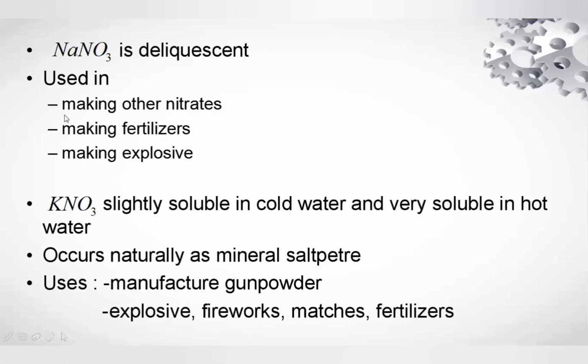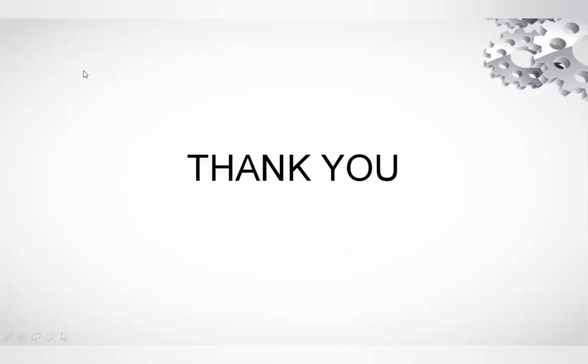Last, we will go to the nitrates. Sodium nitrate is deliquescent, which means it easily absorbs water from the air and dissolves. Sodium nitrate is used in making other nitrates, making fertilizer, and also making explosives. Potassium nitrate is slightly soluble in cold water and very soluble in hot water. It occurs naturally as the mineral saltpeter, and it is also used in manufacturing gunpowder, explosives, fireworks, matches, and fertilizer. So that is all from me.